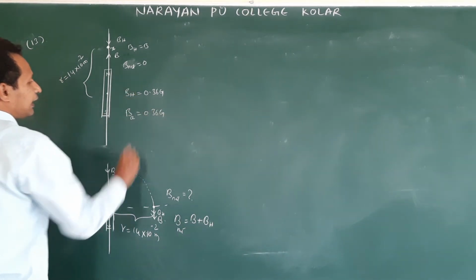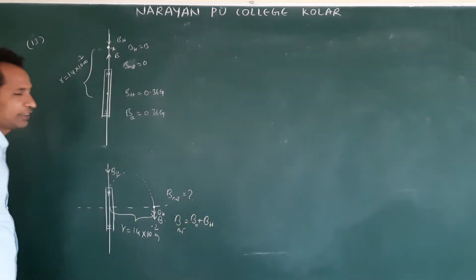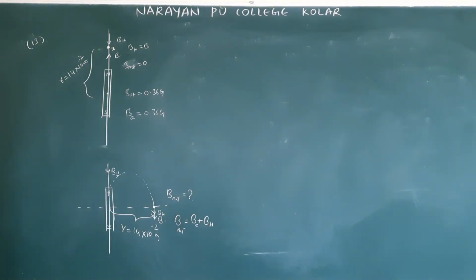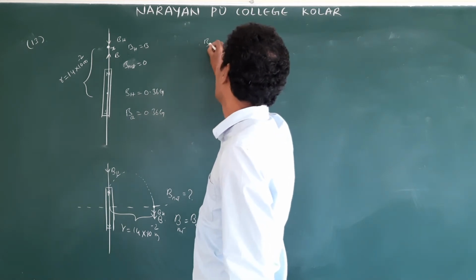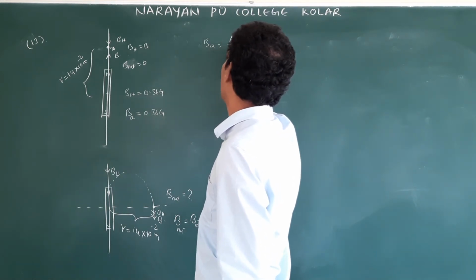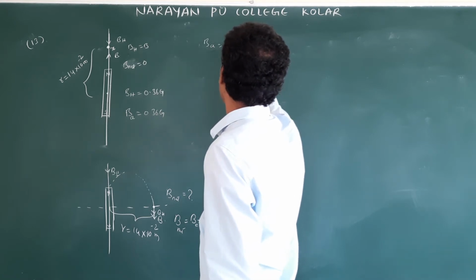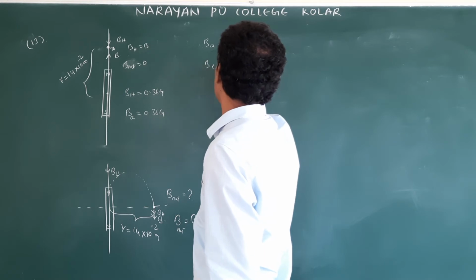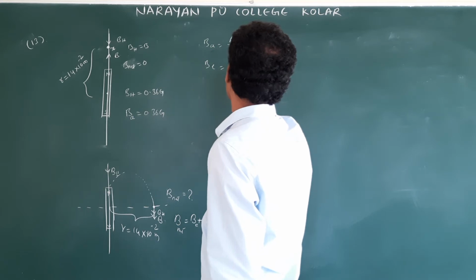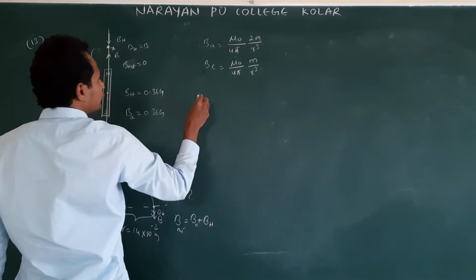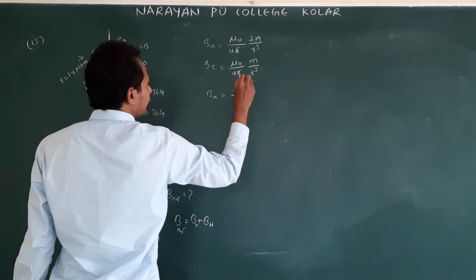This is on the axial line. This is on the equatorial line. What is the relation between the equatorial line and the axial line? If you see the equations, you will come to know. B axial line is mu naught by 4 pi, 2m by r cubed. B equatorial is mu naught by 4 pi, m by r cubed. How do we relate these two? B axial is equal to 2 into B.